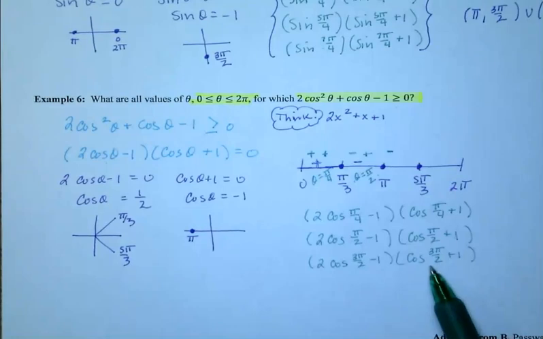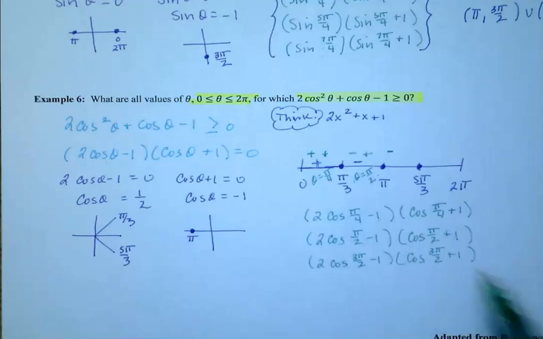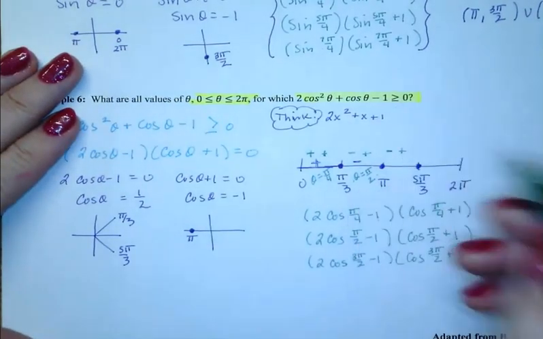And then over here, I'm going to have cosine of 3 pi over 2, which we know is 0, and 0 plus 1 is going to give me a positive number.